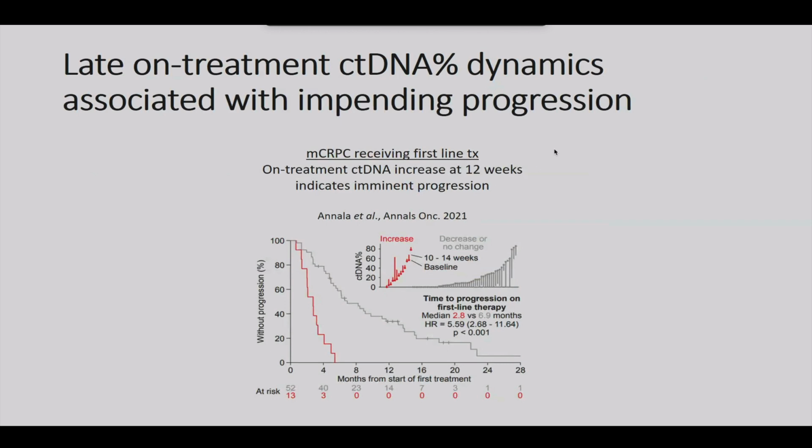And I would also mention that later on, so this is after 12 weeks of treatment in patients with poor prognosis disease, we can now see that rises in ctDNA on treatment are again indicating progression. So I think the general picture we're getting is that the molecular changes in the blood precede the clinical presentation associated with responses or resistance.